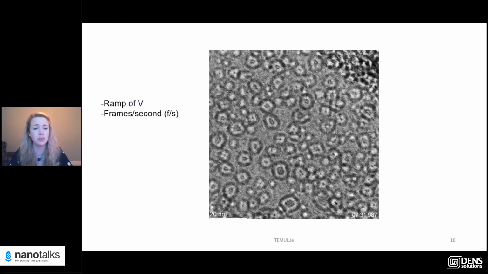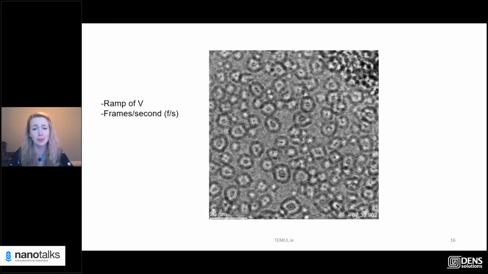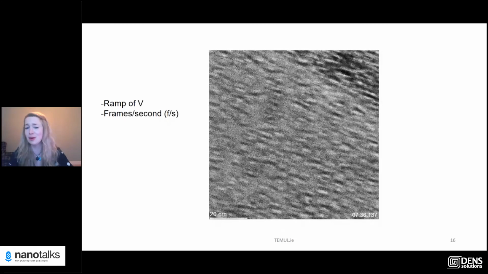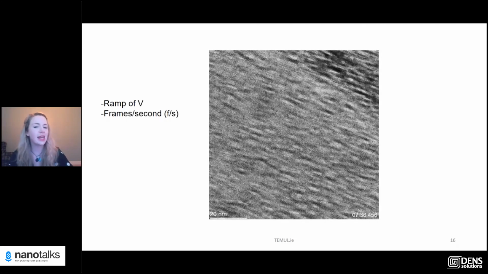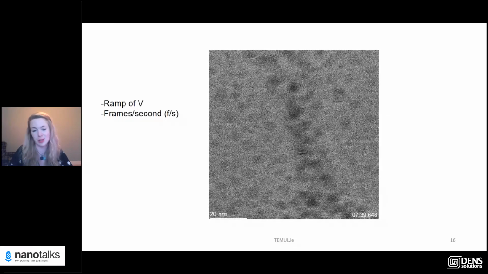And again, just to re-emphasize, it's really, really important to get the right ramp and also, of course, the MEMS chip stability, and then the right frames per second. So this is an example of one of the first experiments where it's great. We can see that it forms crystals, but really we can't get anything out of that experiment besides saying, great, we formed crystals during the biasing.